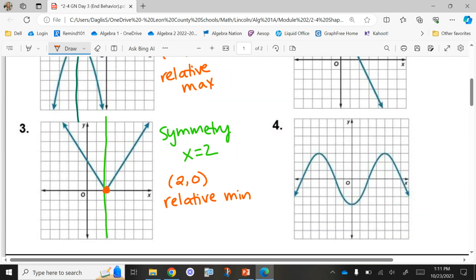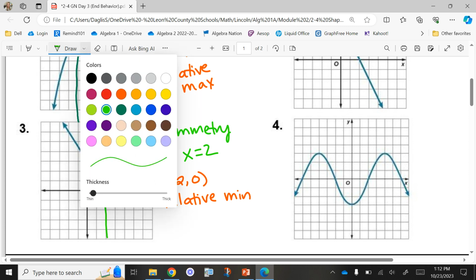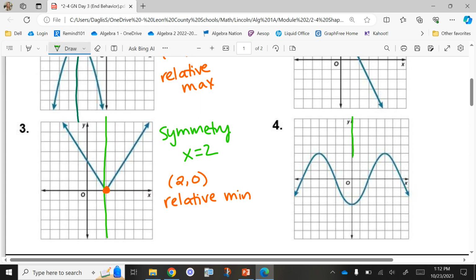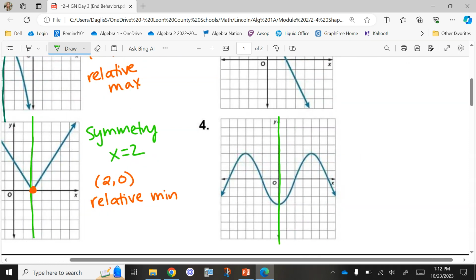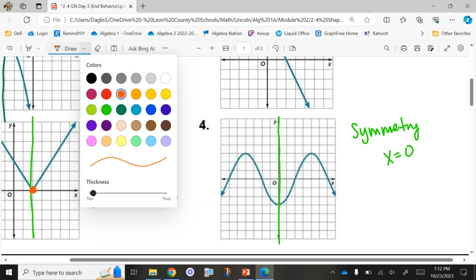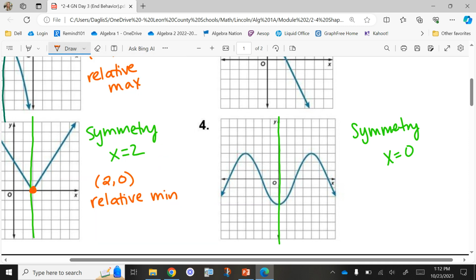Okay. Number 4, can I cut this in half? Yes. Where can I do it? 0. Good. This has symmetry when x equals 0. Do I have any extremas? Yes, I have a couple, right? There's 3 of them. Good.